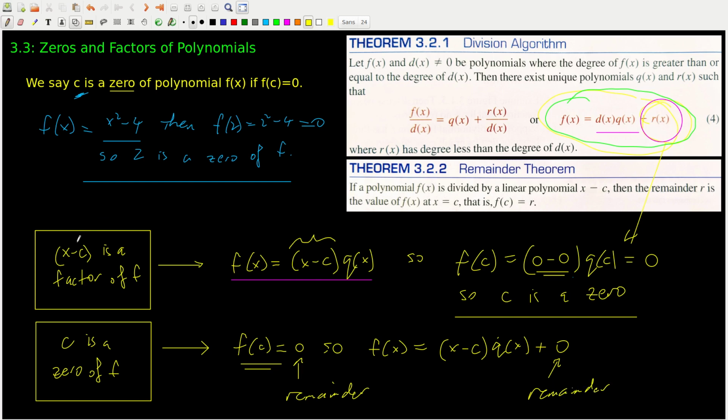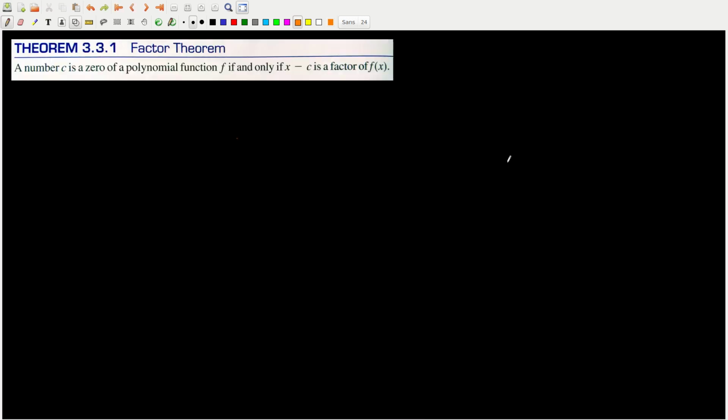And so if I start by telling you x minus c is a factor, then I know c is a 0. If I start by telling you that c is a 0, I know then that x minus c is a factor. And this pair of observations lead to what's called the factor theorem. And the factor theorem is very straightforward. It just says that the number c is a 0 if and only if, in other words, the arrow points in both directions, x minus c is a factor. In other words, if we know c is a 0, we know x minus c is a factor. If we know x minus c is a factor, we know c is a 0. And so those two ideas are interchangeable.